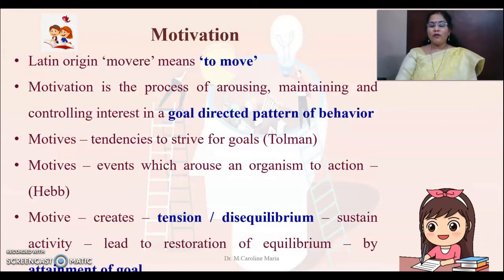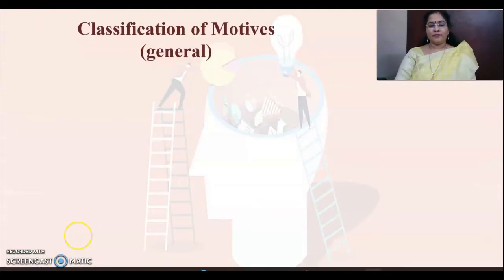Motives create a sort of tension and disequilibrium, and it will make a person become very nervous and anxious to sustain the activity. That motivation leads a person to achieve the goal or finish the activity. So, leading to restoration of equilibrium by attainment of goal.